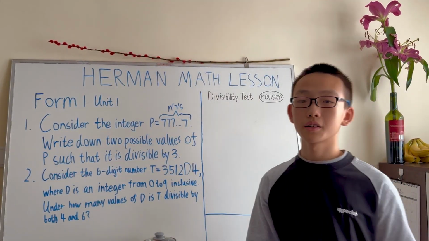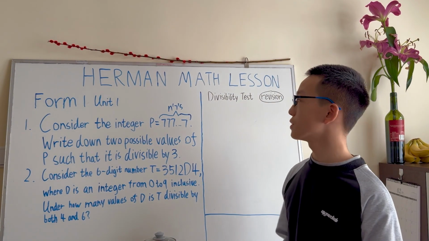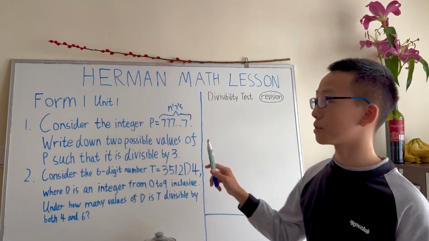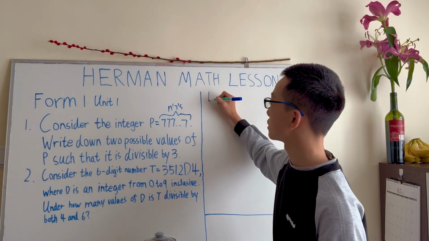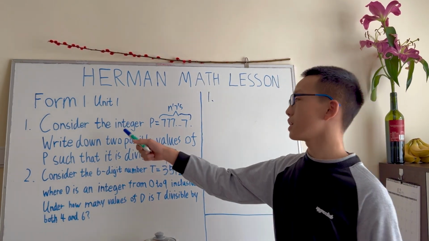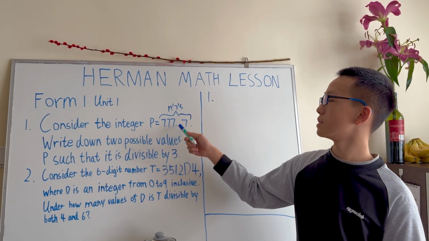You can mark down all the divisibility tests I talked about before, because it is useful. Okay, now we look at question number 1. Consider the integer p equals 777.